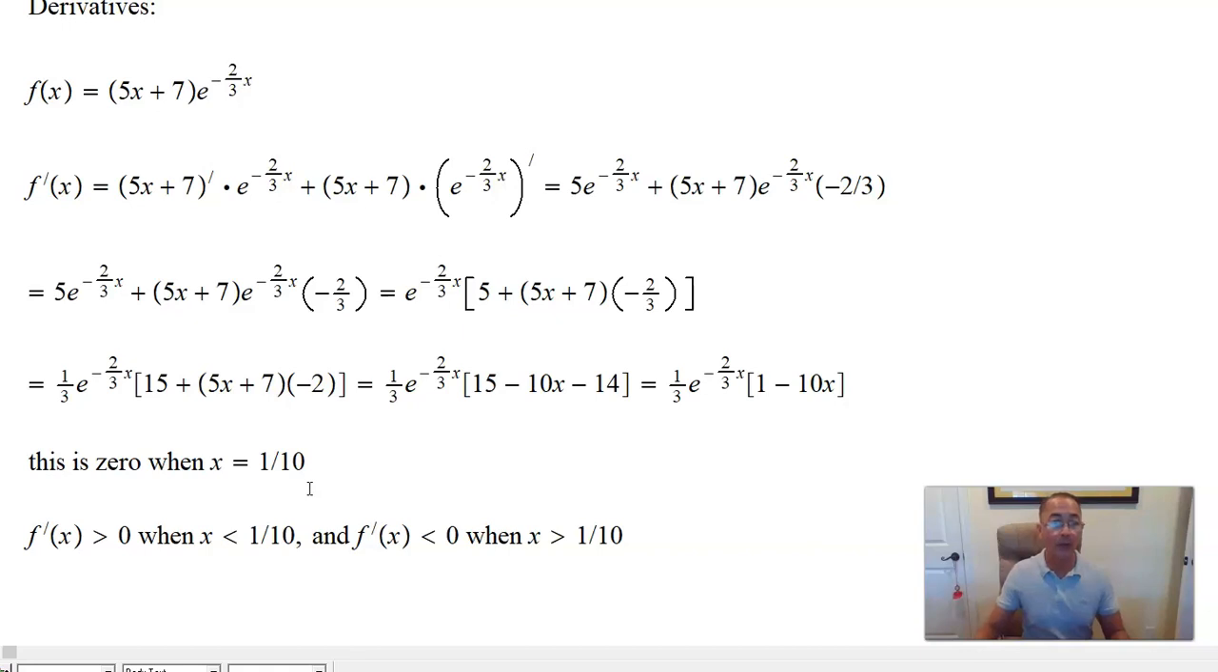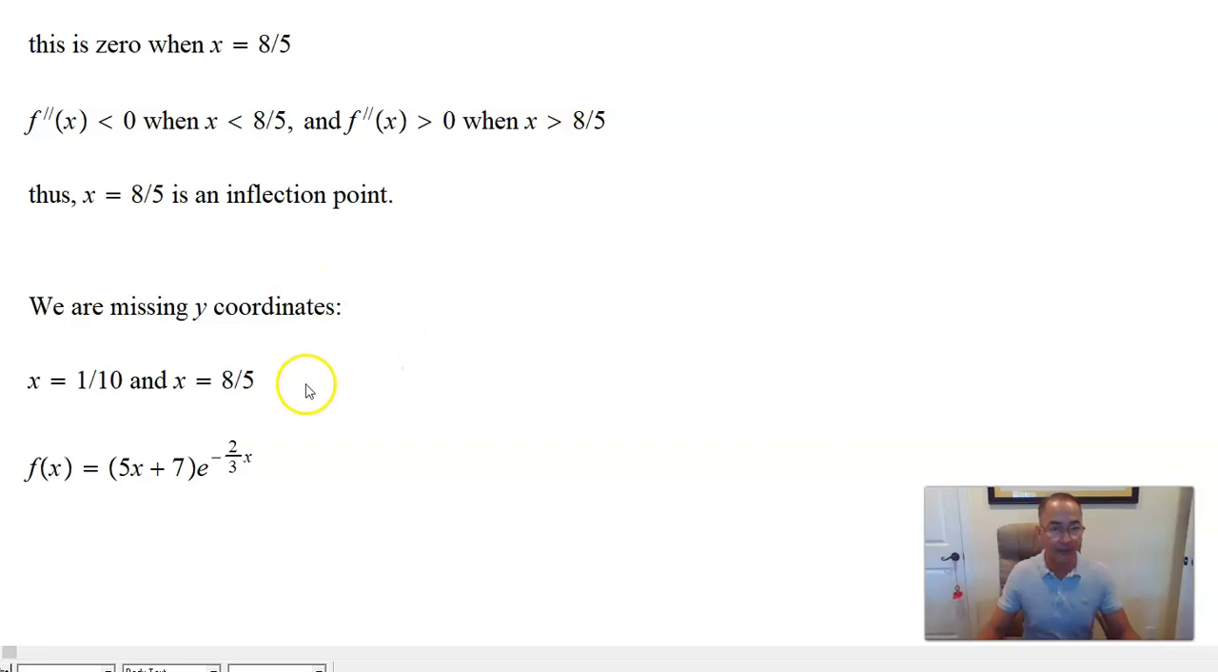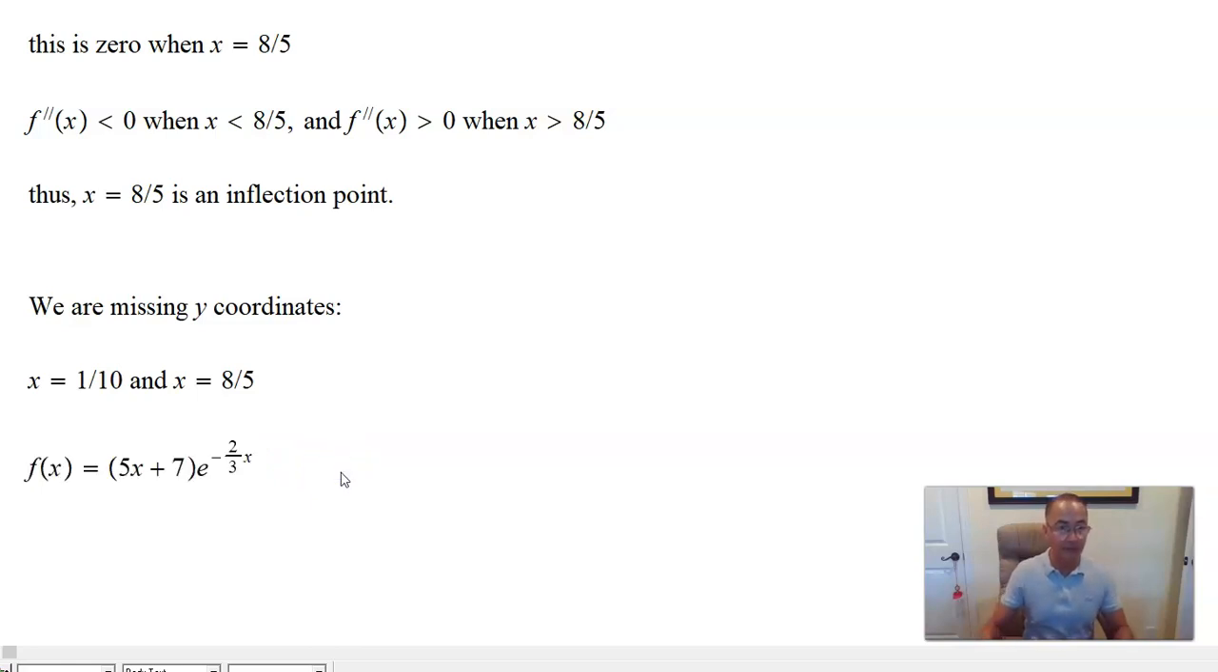Okay, so we want the y-coordinates of that point, and we also want it for our inflection point. So plug in the two numbers. Okay, so this is a copy of our function. What happens when you plug in 1/10? Okay, so f of 1/10, our local maximum. 5 over 10 is 1/2. Okay, so 7.5. e to the minus 2/3 of 1/10, 2 over 30, or 1 over 15.